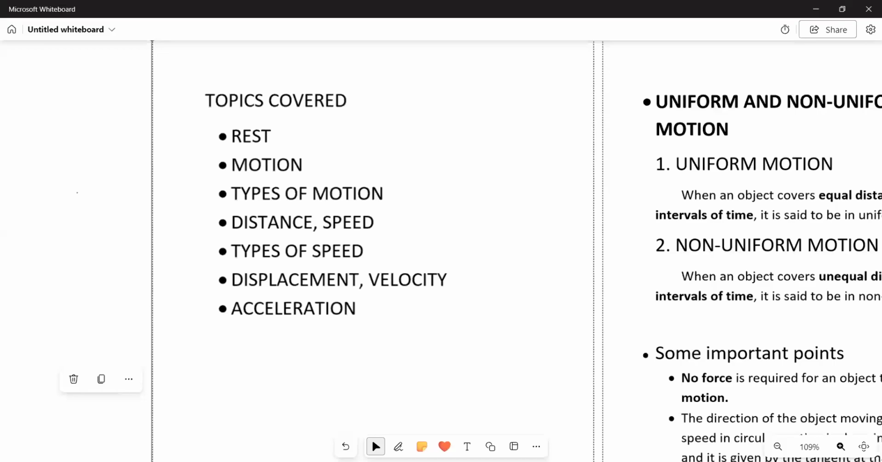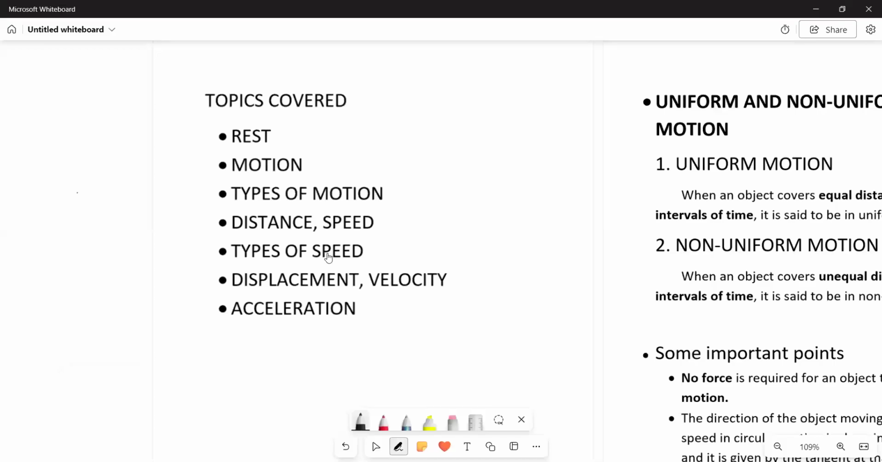First, we started in the first lecture. We saw certain concepts related to motion, which were rest. Then we also discussed motion and the different types of motion, which included rectilinear motion, circular motion, rotational motion, and all that. There were also one-dimensional motion, two-dimensional motion, and three-dimensional motion.